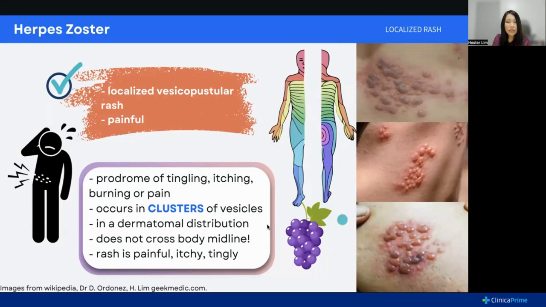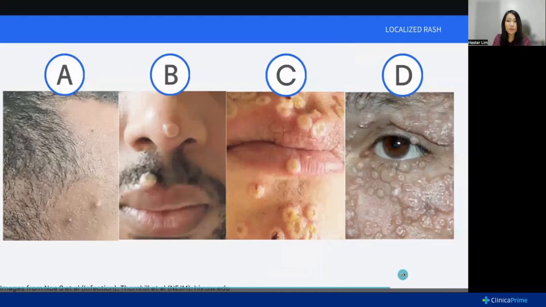So for herpes zoster, you'll have localized vesicopustular rash, very painful. And again, we are looking for a dermatomal distribution that does not cross the midline. So you see, again, these clusters of vesicles. Sometimes you'll see them in different stages of development, as in that first picture.